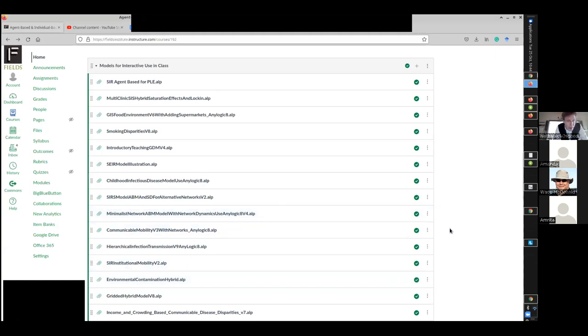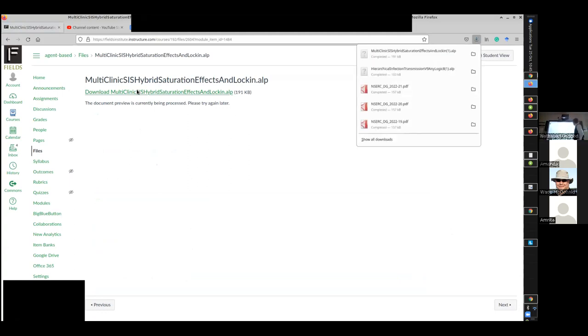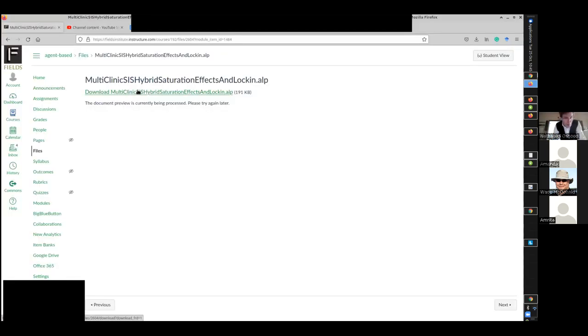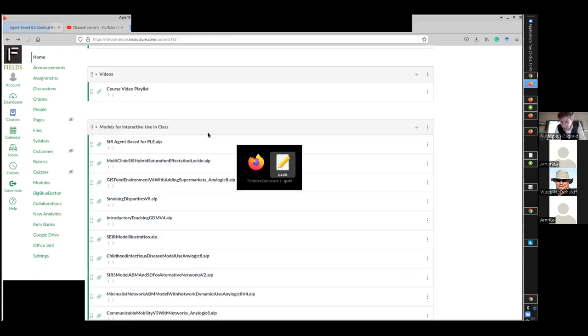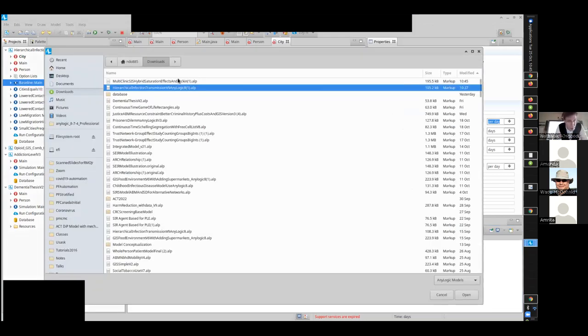And once again, you can find that in the list of models on the website, but it's the second one listed: the multi-clinic SIS hybrid saturation effects in lock-in. Now, this model will also be a multi-level model, but the relationship between the levels is not purely one of nesting. There is transient nesting that occurs. There's a person and a care center, but people affiliate with care centers based on their home location and thereafter their needs are addressed by that care center.